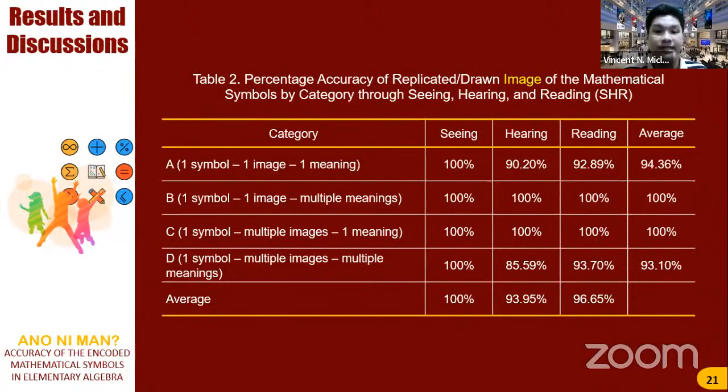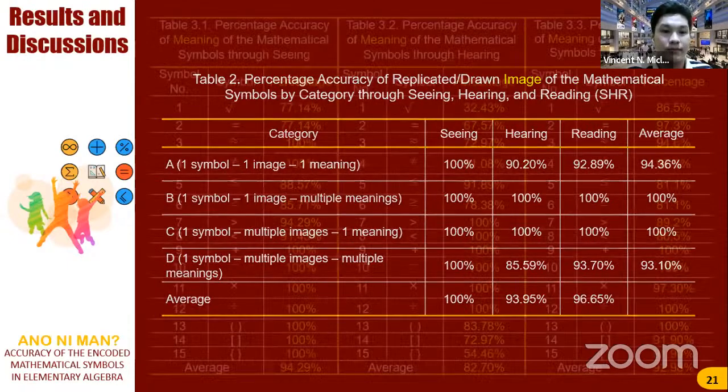Meanwhile, inaccuracies obtained for symbols under category D are probably caused by their multiple images and meanings, because, as characterized by our category D, these are symbols with multiple images and multiple meanings. Since symbols under this category may be represented by several images or mean in many ways, confusions may have occurred.